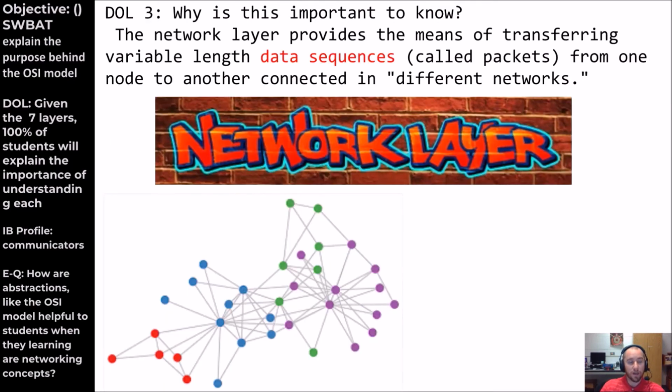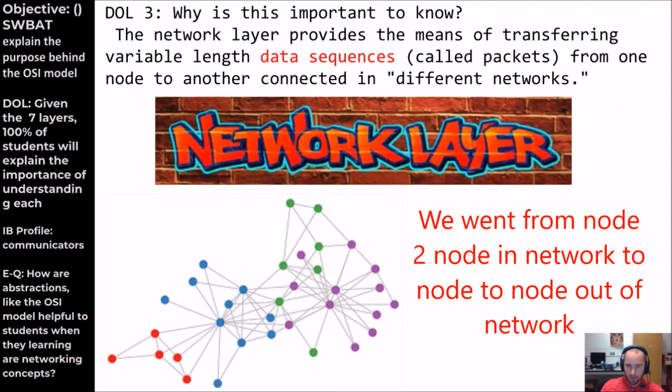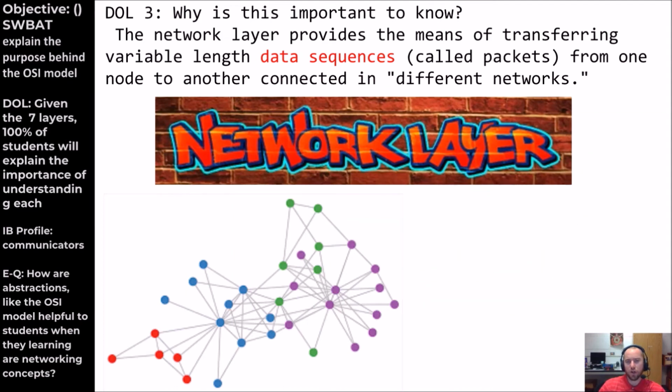Here we go with DOL Part 3, the network layer. This provides the means of transferring variable length data sequences called packets. So remember, variable length is just changing in the amount of bits we're looking at. So it's providing the means for transferring these data sequences from one node to another connected in different networks. So not surprisingly, network layer is all about one network to another network. Why is that important to know about?